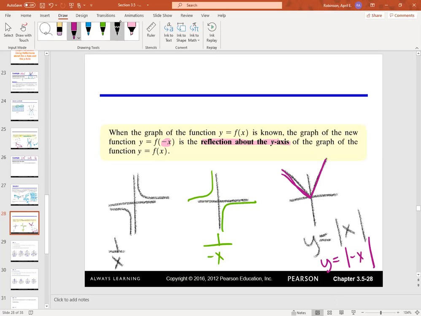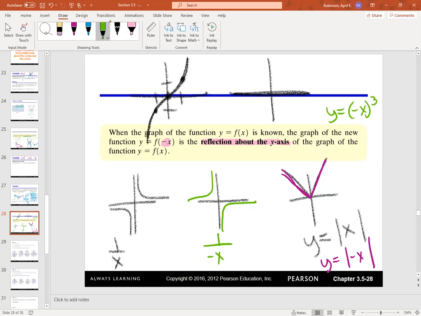But on y cubed, let's do the y cubed. Remember y cubed, 1, 1, 1, 1, intersects here, intersects there, and it goes like that. Okay, well, if we do y equals negative x cubed, it's going to spin this way.